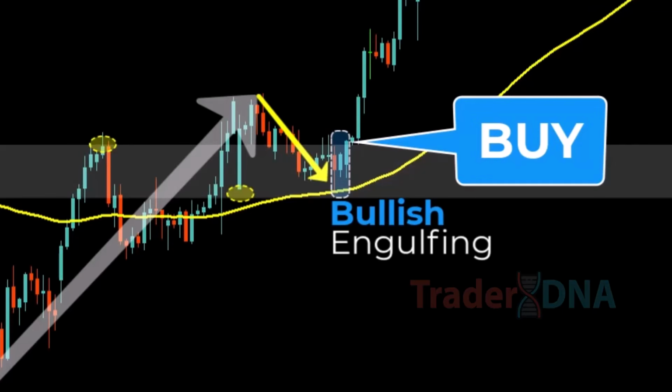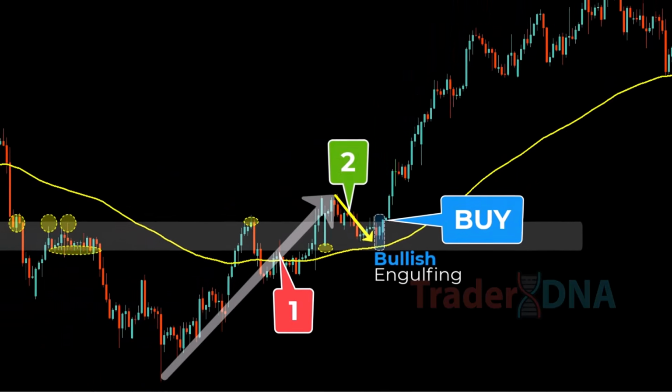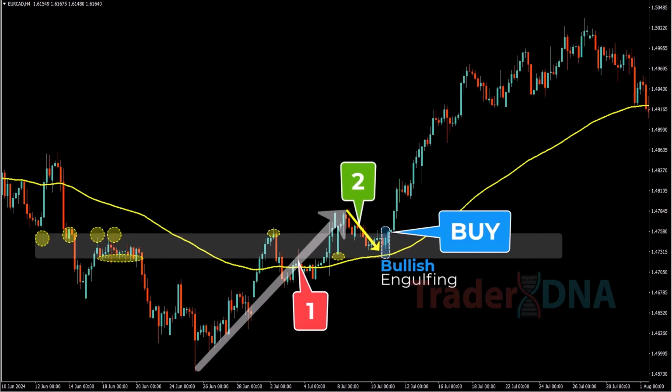This is exactly how I entered this trade. Waited for an uptrend above the 50 EMA, waited for a pullback into the EMA, and made sure it aligned with a major support or resistance zone. That combination right there, moving average plus structure confirmation, is what I call a sniper setup. It's simple, but insanely effective.